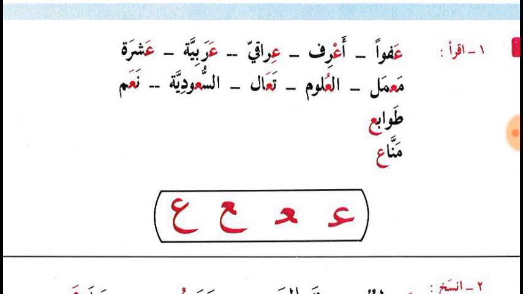Okay, sir. I'm just noting down these words. Iraqi means Iraqi, sir. Iraqi man. Iraqi means the person, citizen of Iraq. Yes. Arabiyyah means Arabic, sir. Arabic, okay. Ashra means pen.